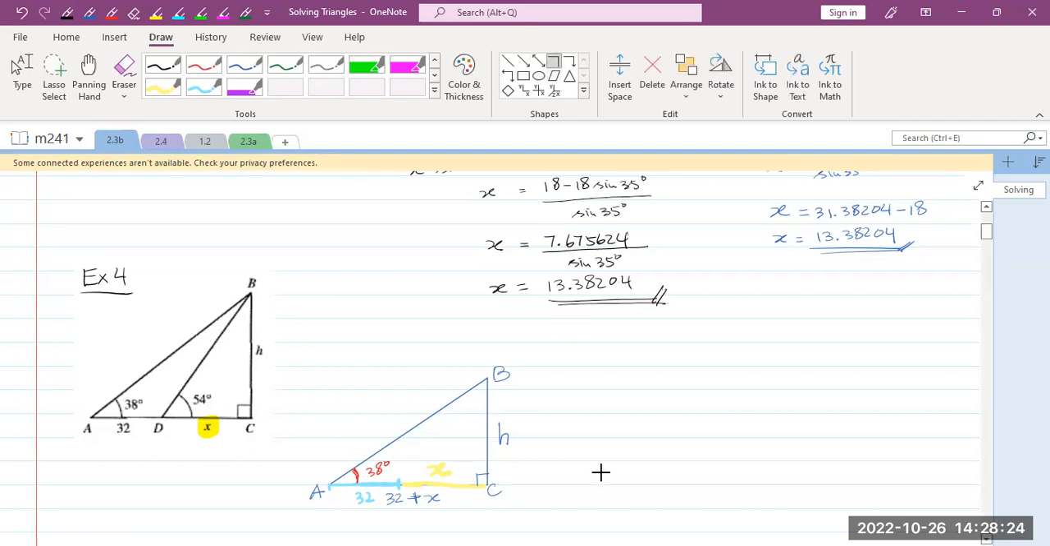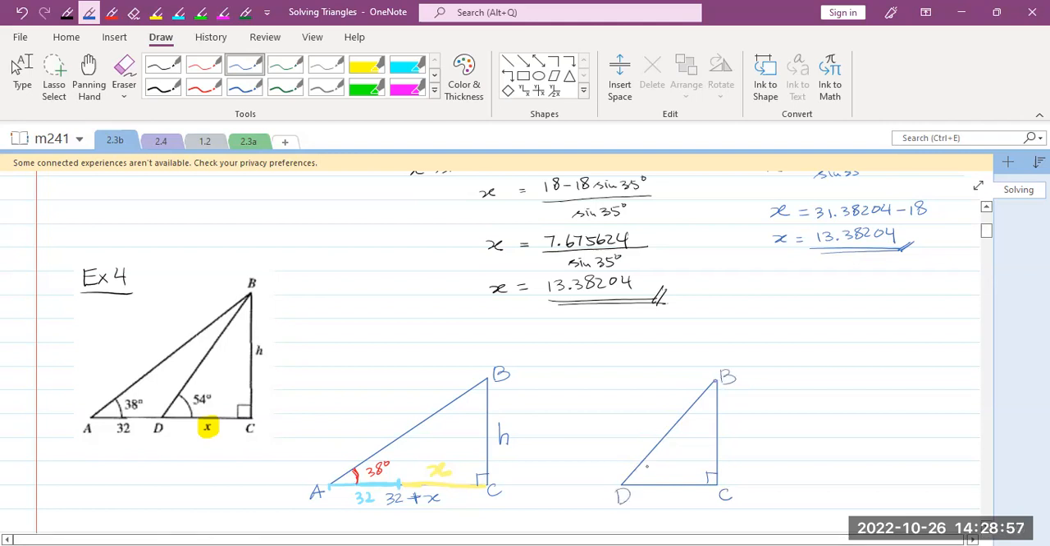The second right triangle is triangle DCB. Approximately the same height. Well, I mean, it's supposed to be the same height, right? Okay, oops. C here, vertex B here, and then this is vertex D. The angle is 54 degrees.